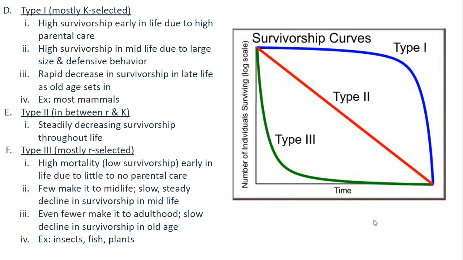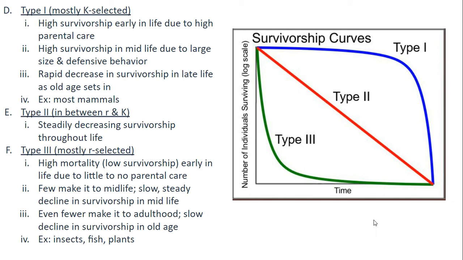Now, type 2 is a little tougher to determine. We see a steady decrease of survivorship throughout the organism's life. And so, in some cases, R or even K selected species can wind up with type 2 survivorship.